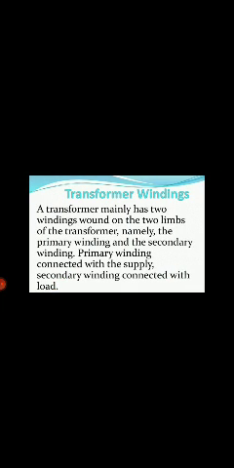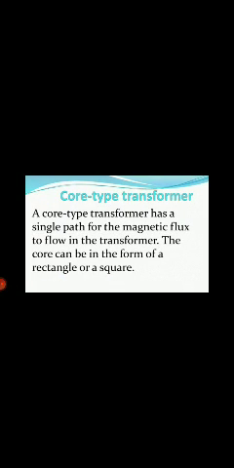Next is the transformer winding. A transformer mainly has two windings found on the two limbs of the transformer, namely the primary winding and the secondary winding. The primary winding is connected with the supply and the secondary winding is connected with the load. The material used for windings is mostly copper.